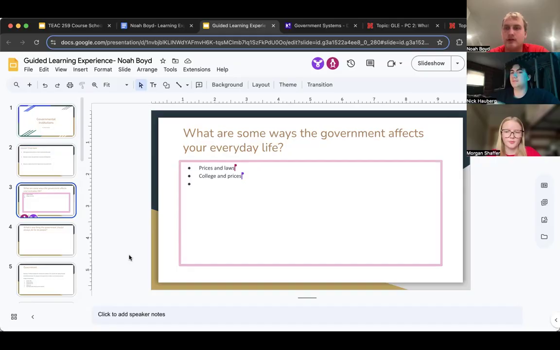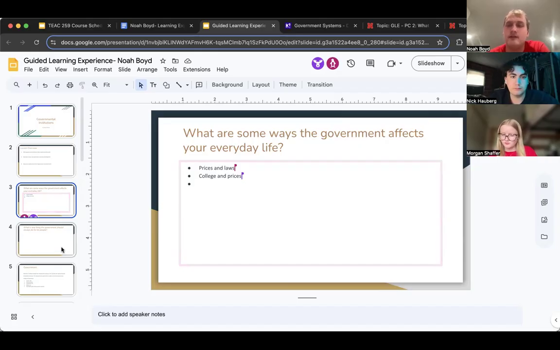Yeah, Morgan, do you want to share? I said college and prices because I feel like they kind of go together. College, I feel like for me, it's an everyday thing, and just the price of it alone is insane and not affordable for the average person. Yeah. I mean, those are some of the most direct ways that government's going to have an effect on your life. Laws you're going to shape your whole life around. And then college and prices, those are going to be things that are directly affected by what type of government you live in. So some government systems are going to cover college and others don't. So those are great answers that reflect government.